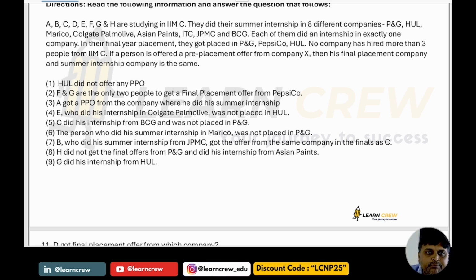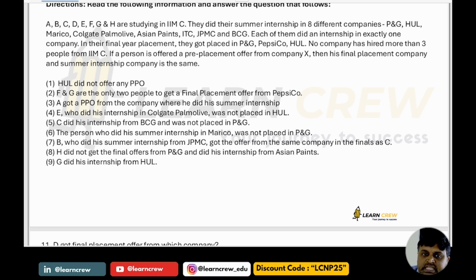They did their summer internship in 8 different companies: P&G, HUL, Marico, Colgate Palmolive, Asian Paints, ITC, JPMC and BCG. Each of them did an internship in exactly one company. In their final year placement, they got placed in P&G, PepsiCo, HUL. No company has hired more than 3 people from IIMC. If a person is offered a pre-placement offer from company X, then his final placement company and summer internship company are the same.